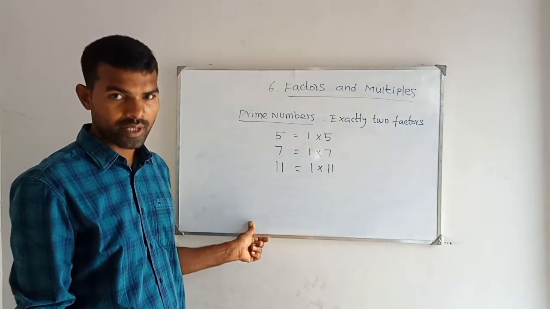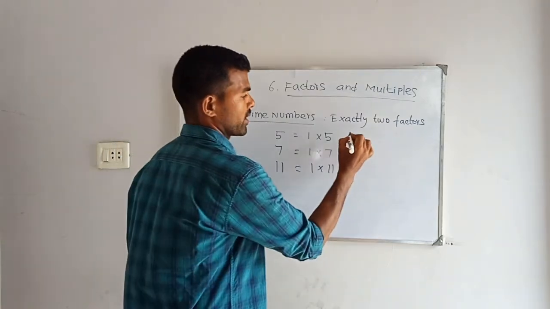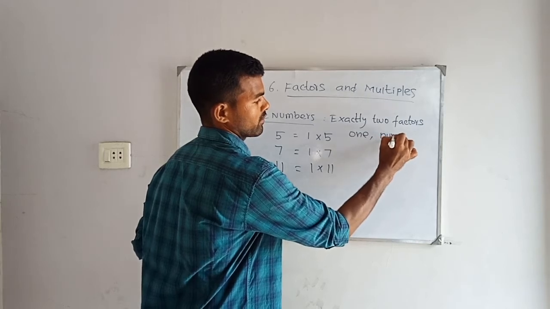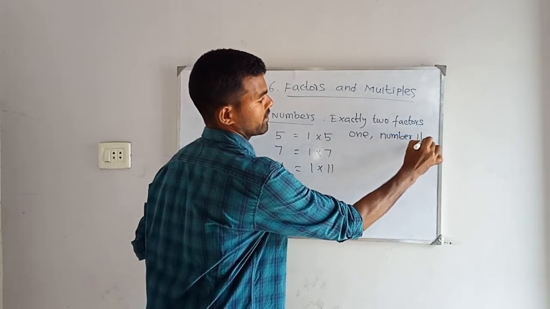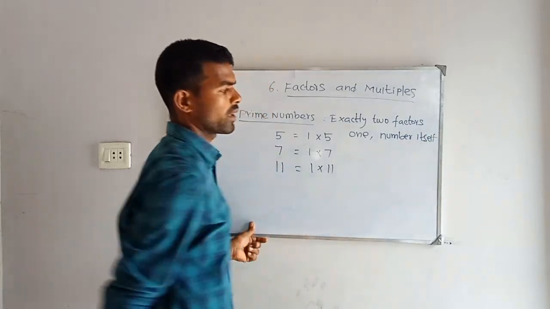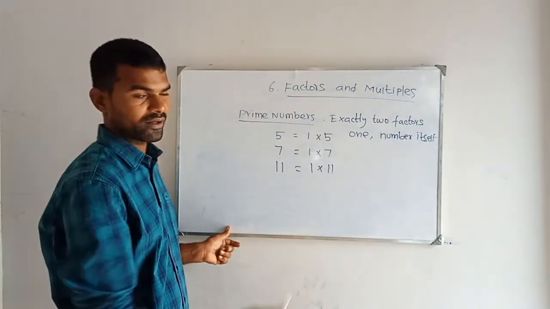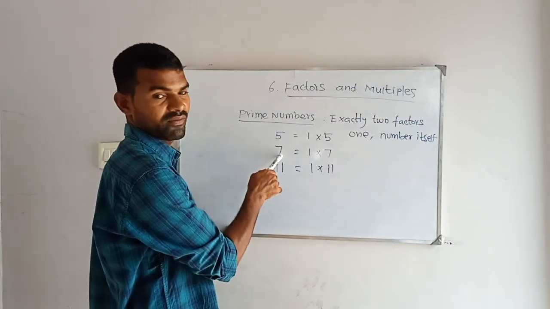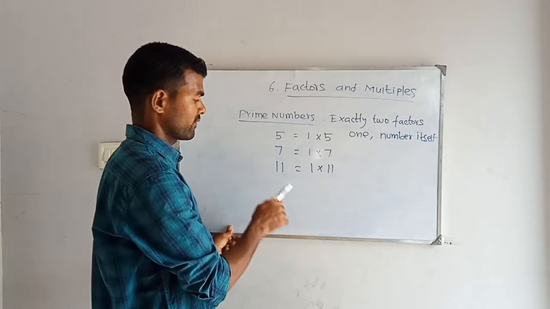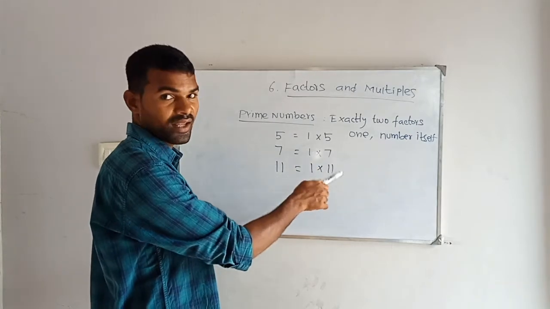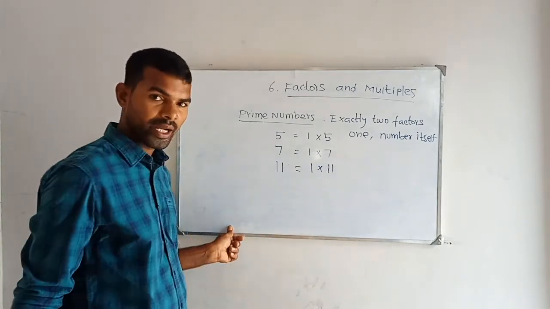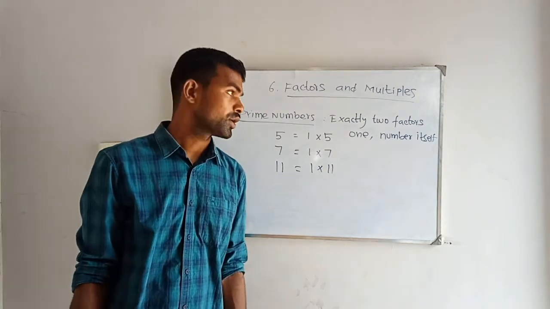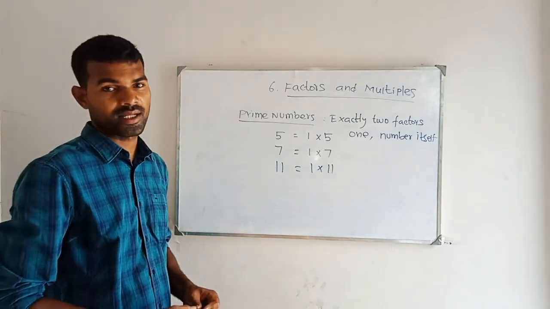Prime numbers will have exactly two factors: 1 and the number itself, whatever the number. For 5 we have 1 and 5 only. For 7 we have 1 and 7 only. For 11 we have 1 and 11 only. Like this, many prime numbers are there.